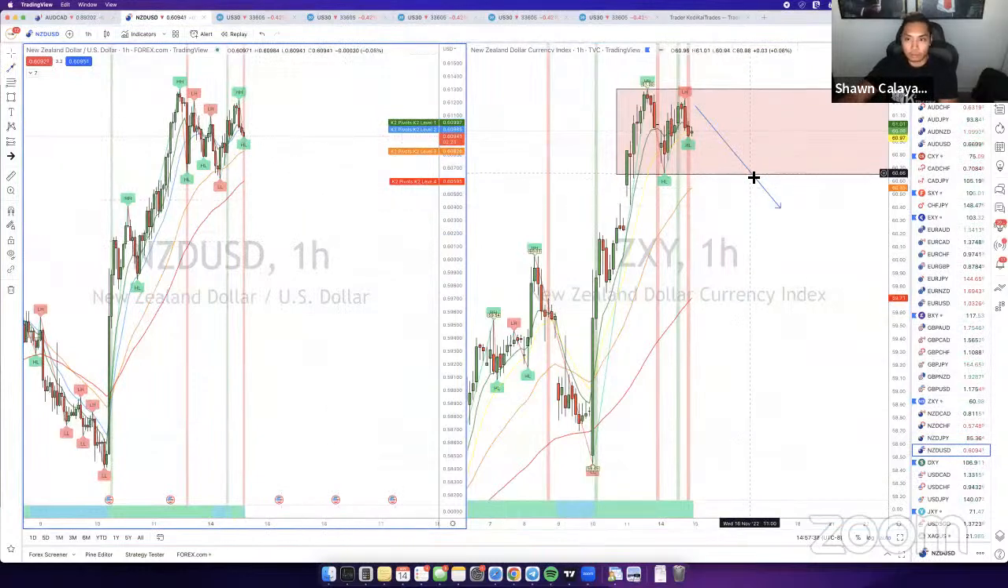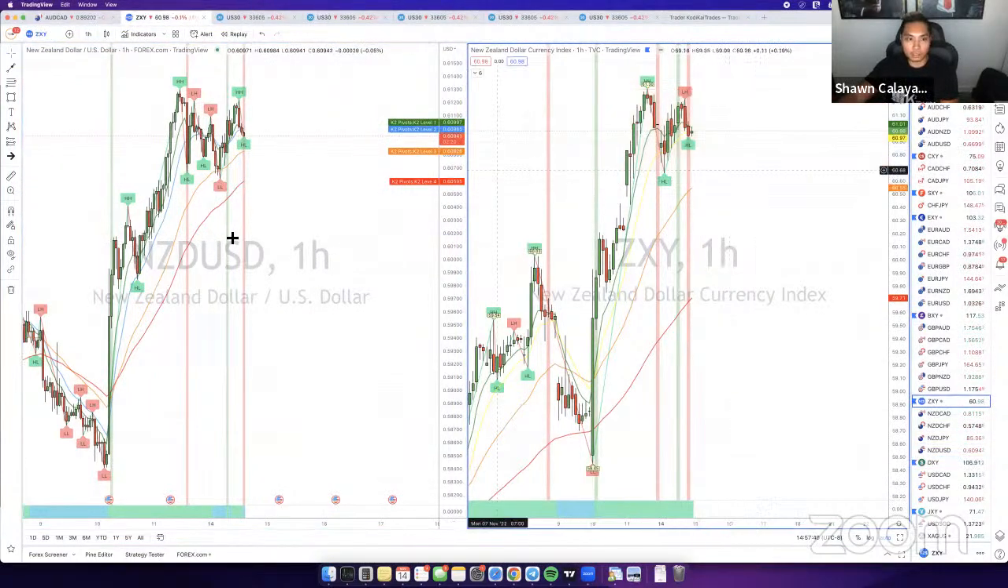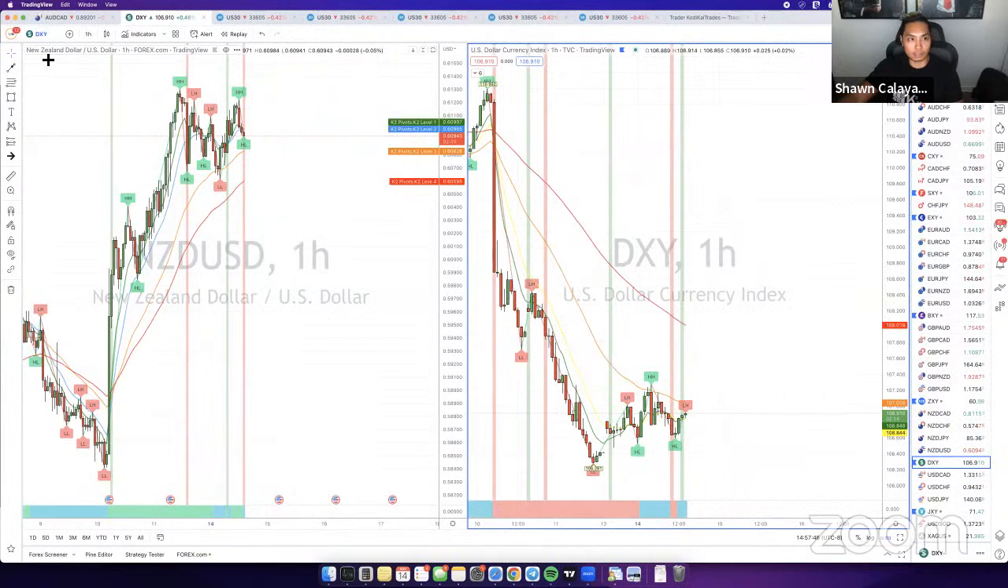So what you want to look for here, like if you're taking this trade here and you're looking for a buy, you want to see this go up, and then you want to see the DXY, which is the dollar index, go down. Exactly. Yeah. So it's kind of like a puzzle.